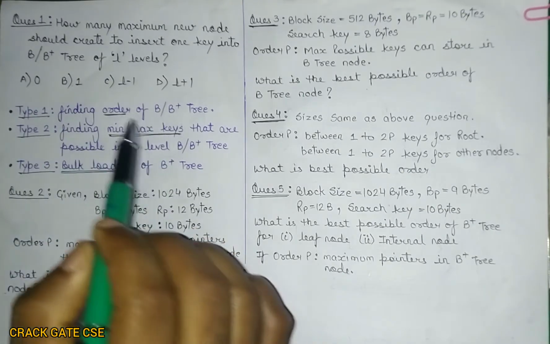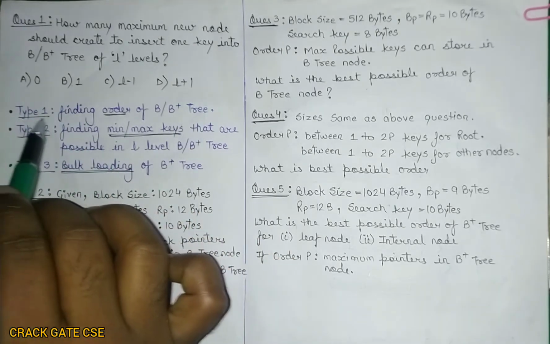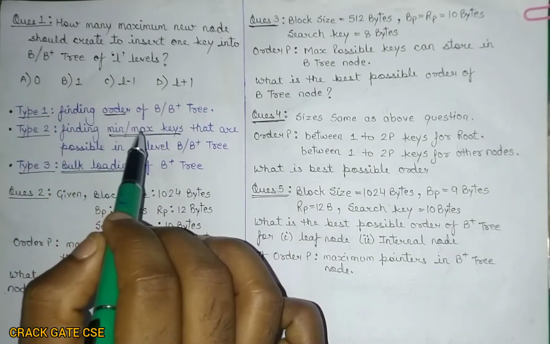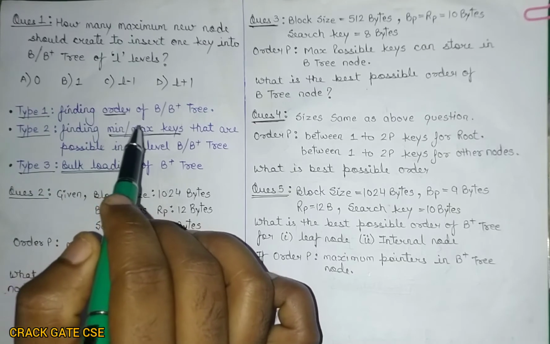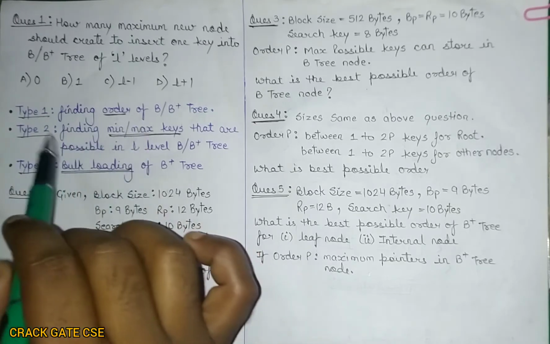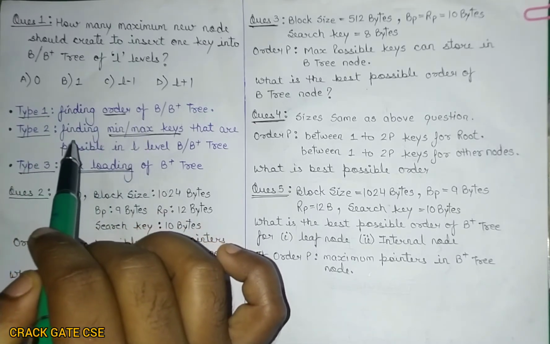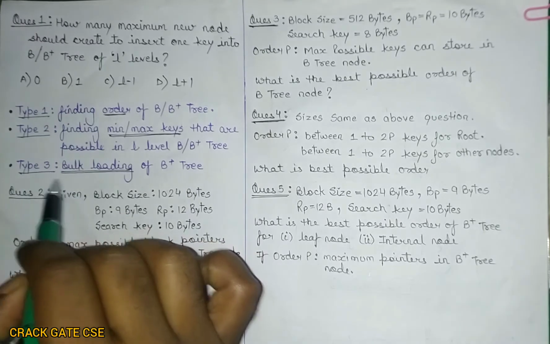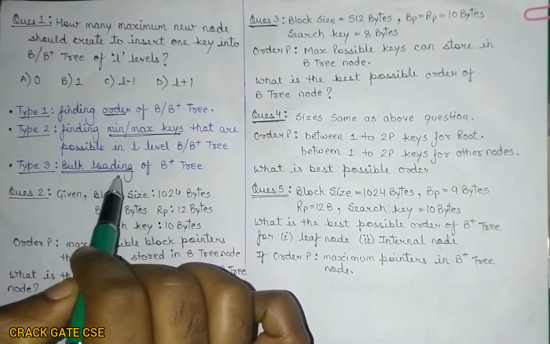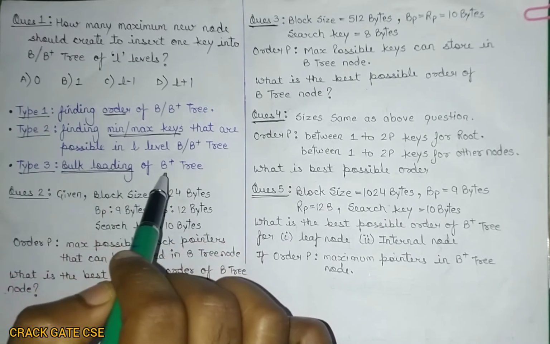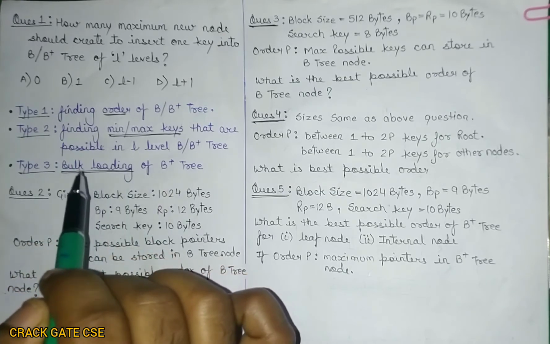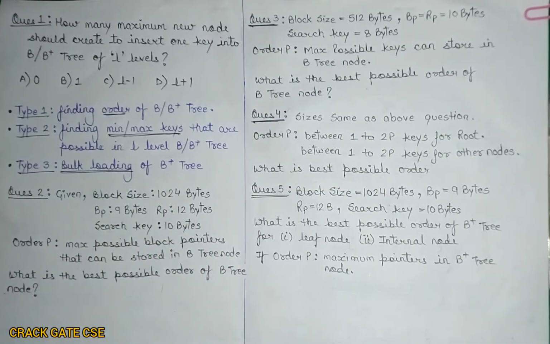In this particular video I'll be explaining the type 1 questions, that is how to find out the order of B and B plus tree. Type 2 questions will be discussed in a separate video, and for type 3 I have to explain the bulk loading first. After that we'll be understanding the questions based on bulk loading. So let's start with the first question.